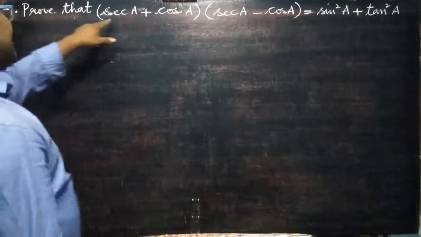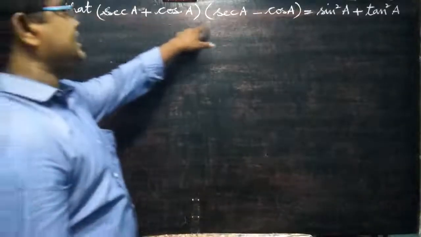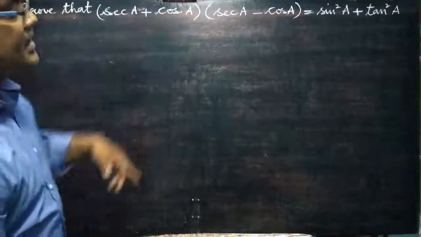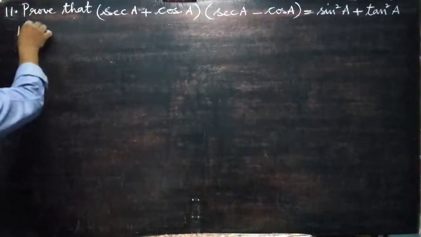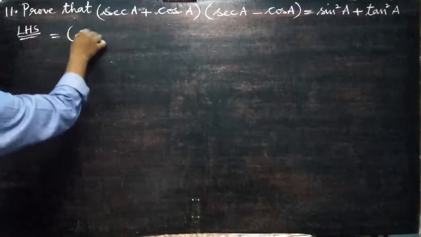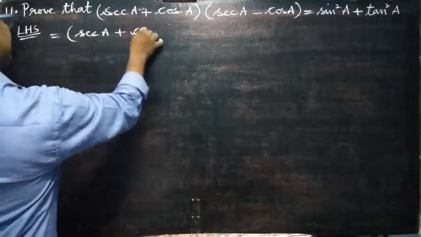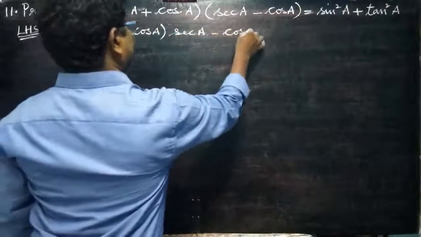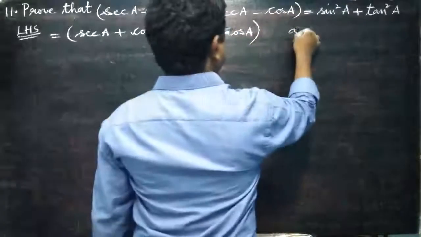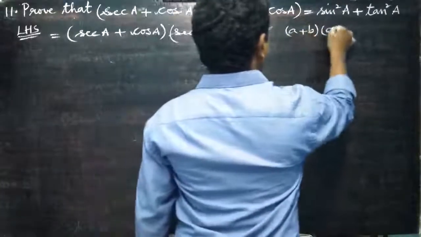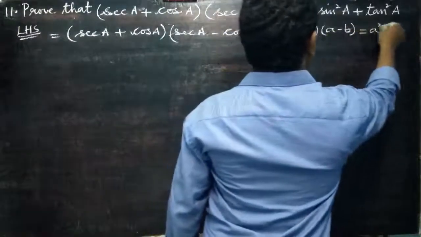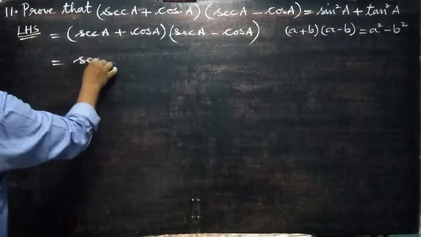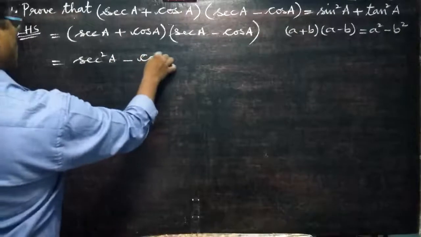Eleventh problem. Prove that (secant A plus cos A) into (secant A minus cos A) is equal to sin square A plus tan square A. Take LHS. What is LHS? Secant A plus cos A into secant A minus cos A. It is in which formula? Means (A plus B) into (A minus B) is equal to A square minus B square. So here secant square A minus cos square A.